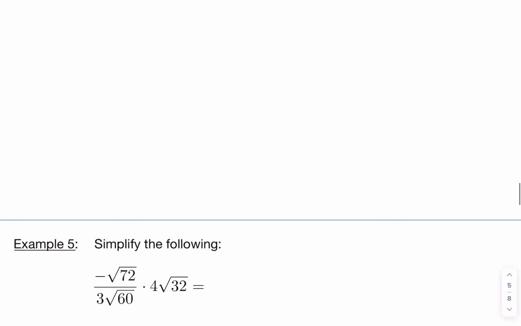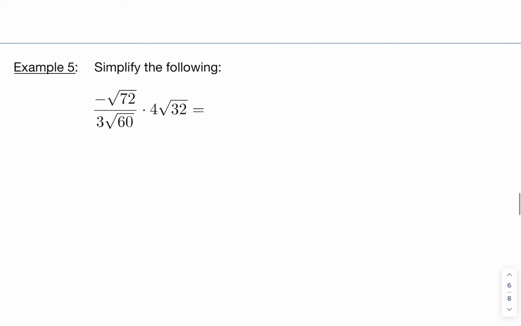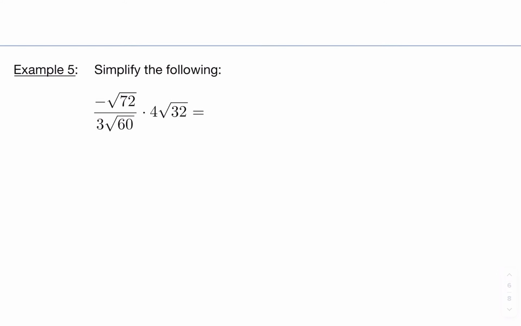Okay, let's move on to example number 5. We're going to simplify the following. Again, we're going to go through the same process with the key thing is finding the best factors of each of these numbers. And the best factors of each of these numbers would be the largest perfect square. Okay, so let's take a look at the first one.